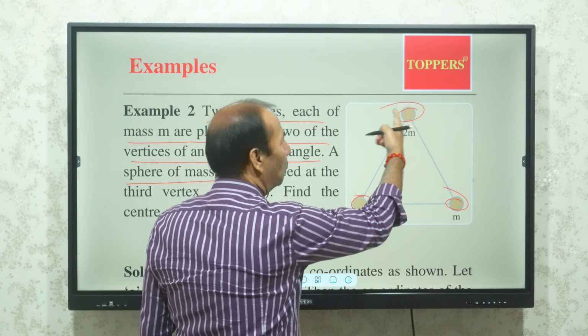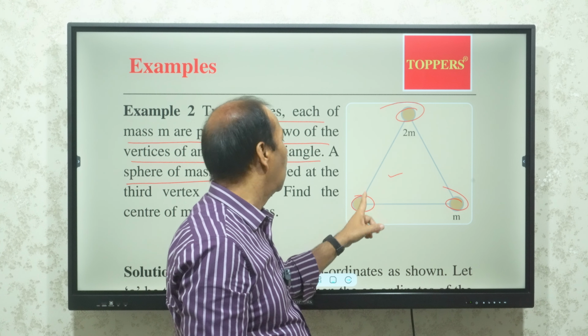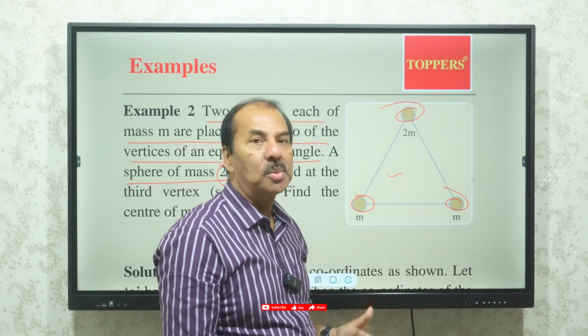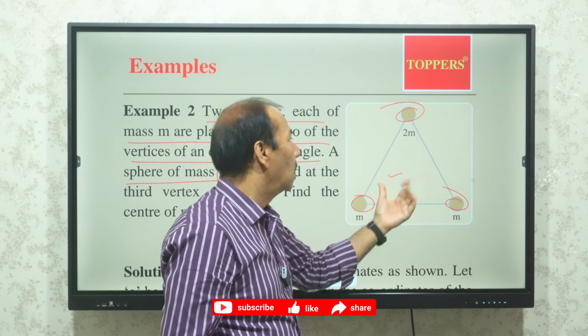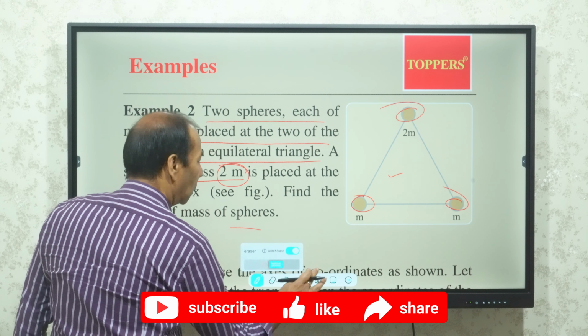So we have a system. This is your equilateral triangle. At the vertices we have two masses m and m here, and here it is 2m. So what will be the center of mass of the entire system? That we need to calculate.